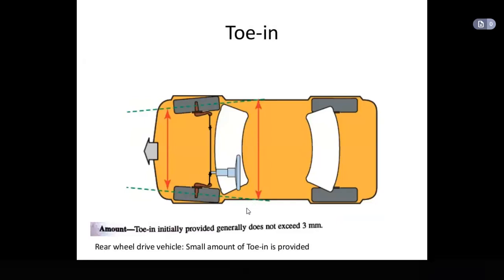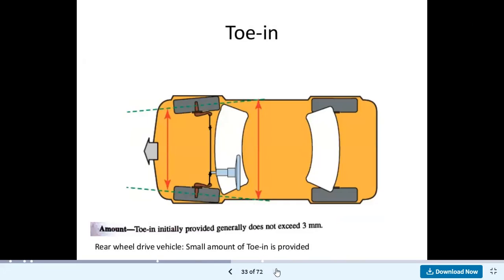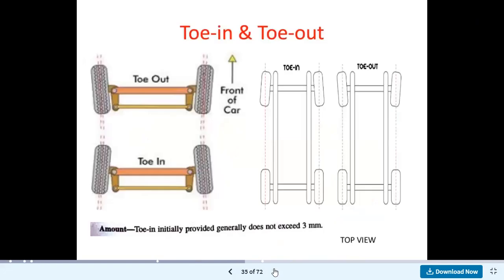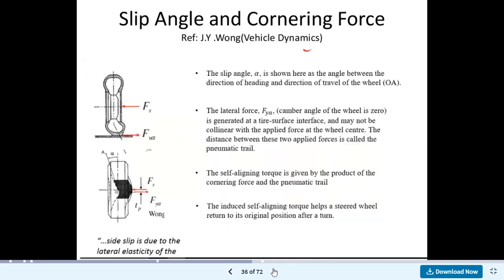In a rear wheel drive vehicle, a small amount of toe in is provided. This is the toe out, and this is the combined diagram, toe in and toe out. So this is toe out, where the wheel turns in the outward direction, and toe in, where the wheel turns in the inward direction. Okay, so these are the toe in and toe out conditions.